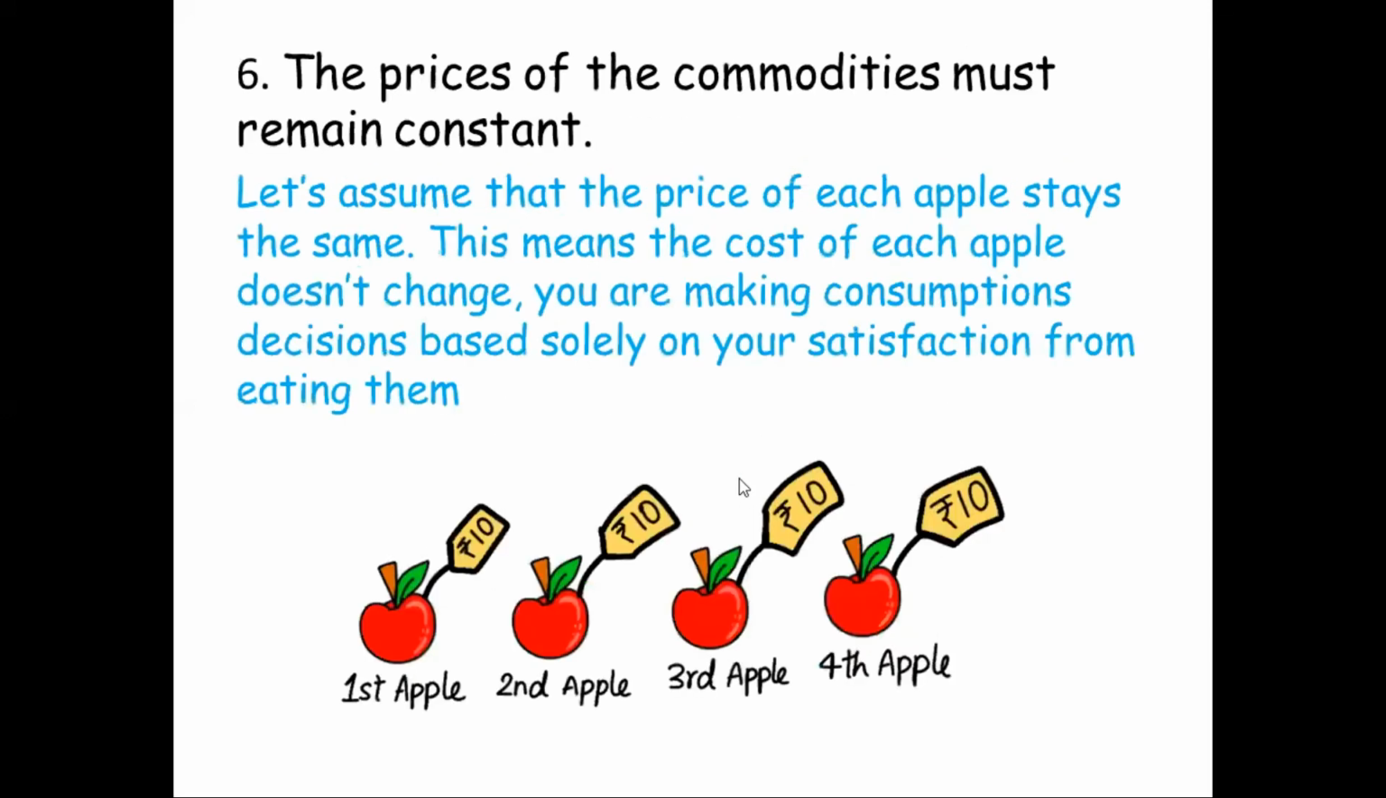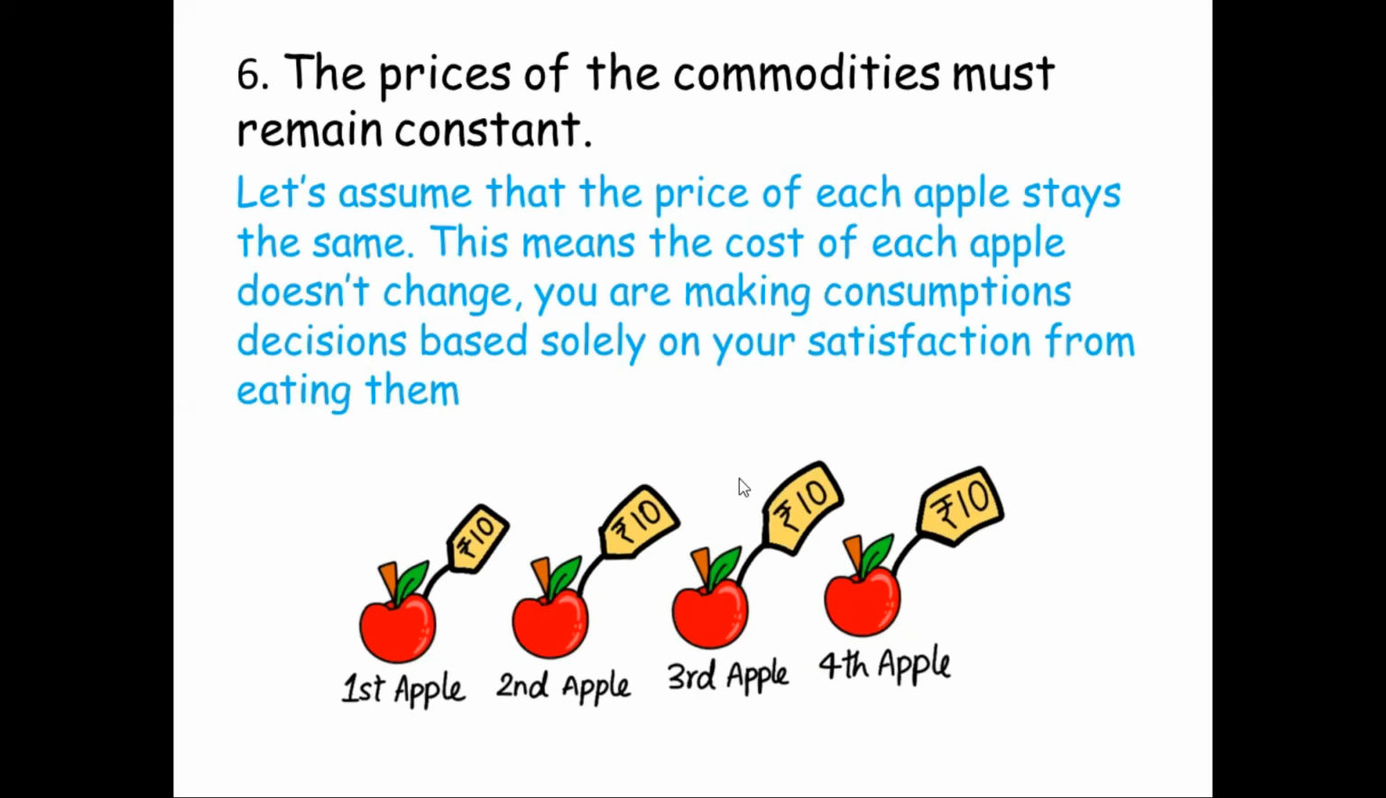The next one is the prices of the commodities must remain constant. Let us assume that the price of each apple stays the same. This means the cost of each apple doesn't change. You're making consumption decisions based solely on your satisfaction from eating them.